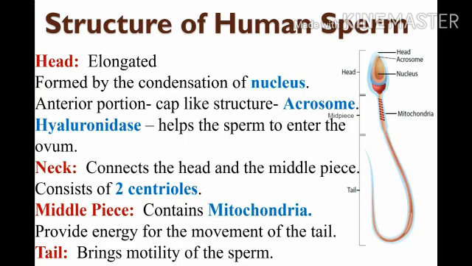The next part is the neck. This neck connects the head and the middle piece, and it consists of two centrioles. Next to the neck, there is the middle piece. This middle piece contains mitochondria, and we know that mitochondria is the powerhouse of energy. This mitochondria will provide energy for the movement of the tail. Next to the middle piece is the tail. This tail brings motility to the sperm, so the tail helps the sperm to move.